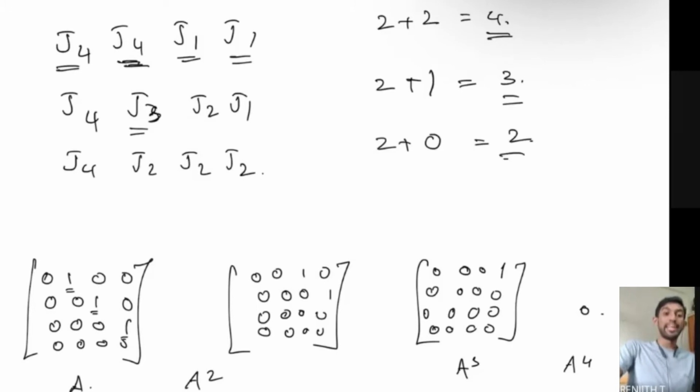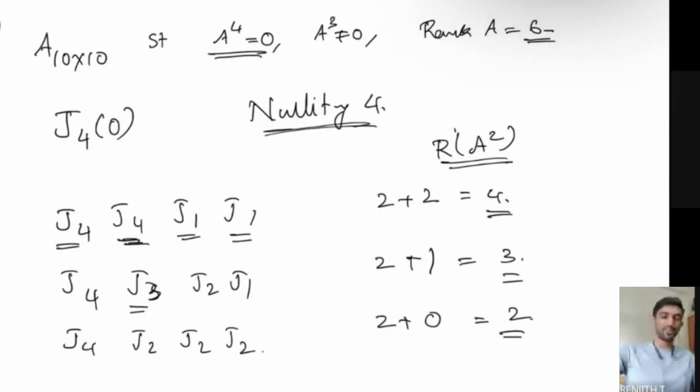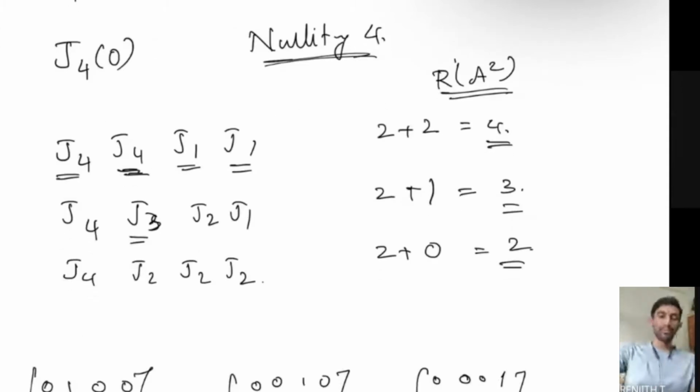So if they are giving rank of A square also in the question, because here in the question they are giving rank of A and A raised to 4 is 0, from that we have 3 options. Suppose they are giving rank of A square is equal to 3, then you can fix the Jordan canonical form.